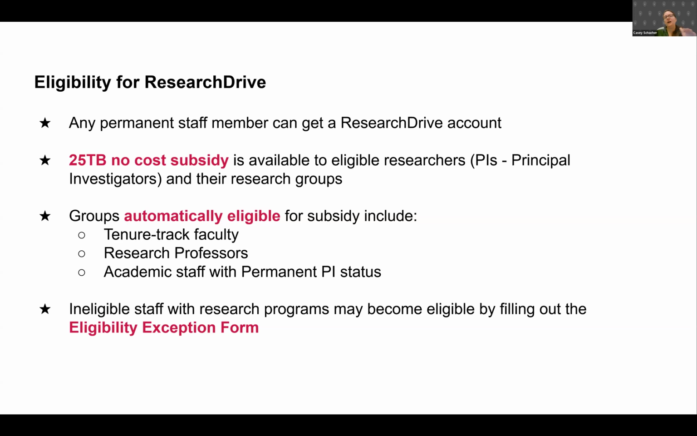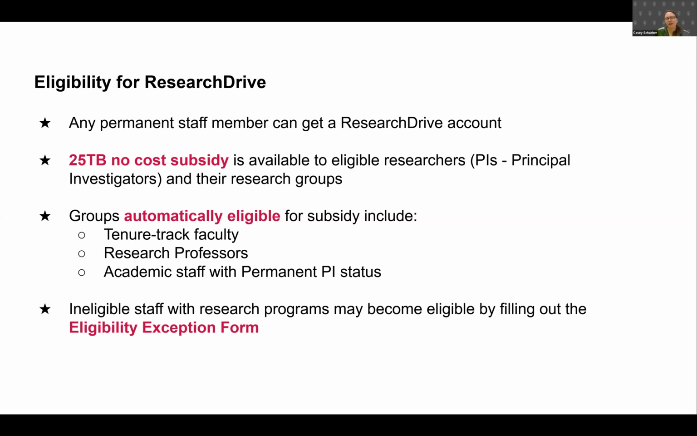However, the VCGRE, the Office of Research and Graduate Education, has subsidized no-cost storage for certain members of the campus community. And those are specifically people belonging to 3 general groups: tenure-track faculty, research professors, and then a special class of academic staff members called permanent PIs. And there's about 50 on campus. So those 3 groups are automatically eligible for this 25 terabytes of no-cost storage.